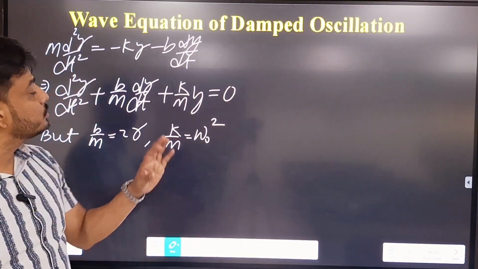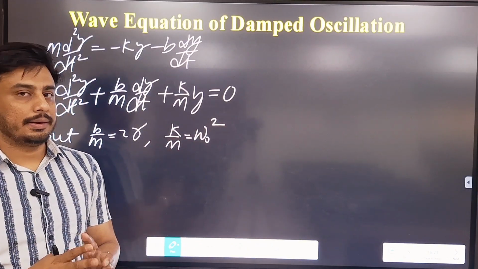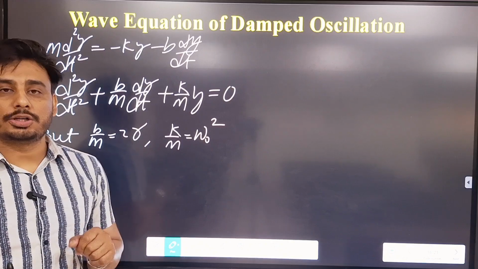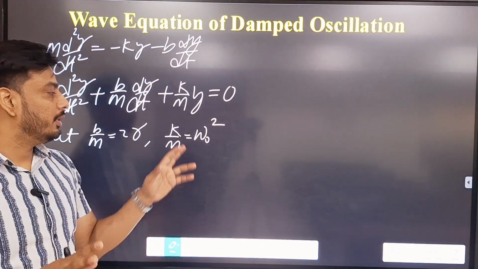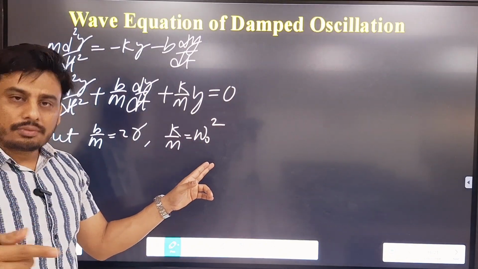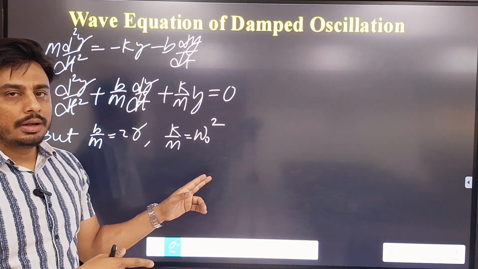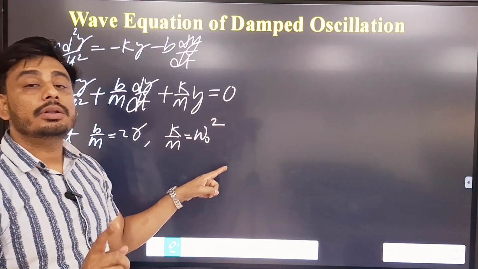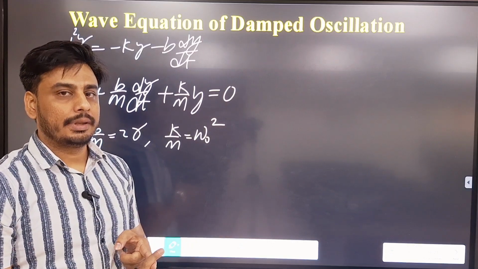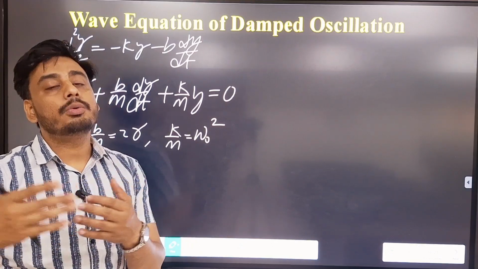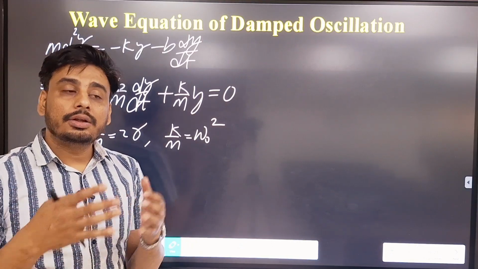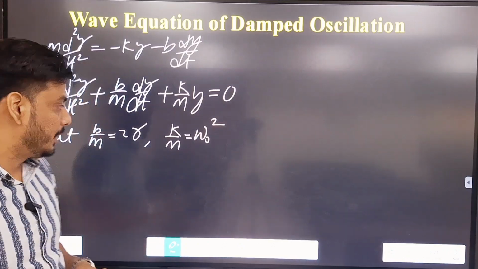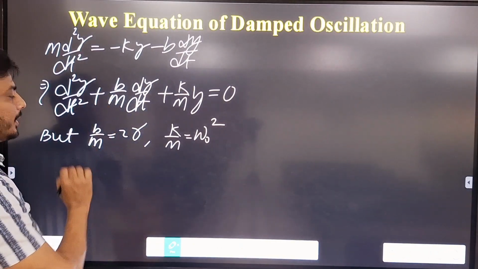In the simple harmonic case, we wrote k by m equals omega square, but here we write omega naught square. This is just to differentiate between omega naught and another omega that will appear in the derivation. I will explain that later. Omega naught is nothing but the natural frequency of the body, and whenever we write omega, that will be the resultant frequency, or the damping frequency, and 2r is the damping constant.